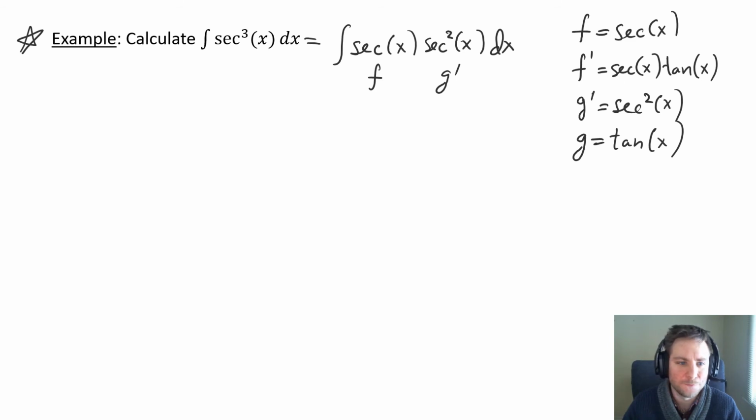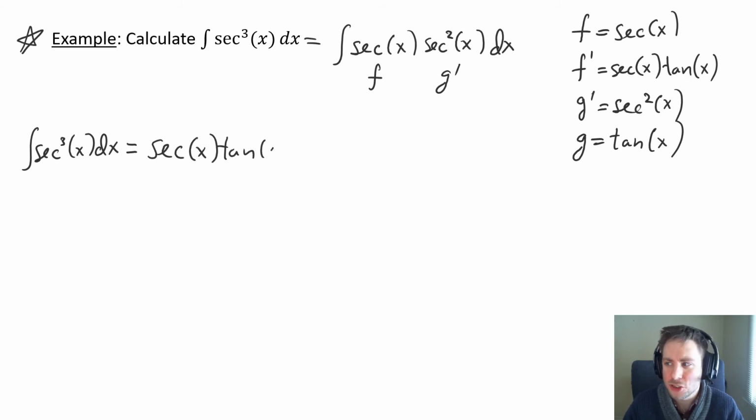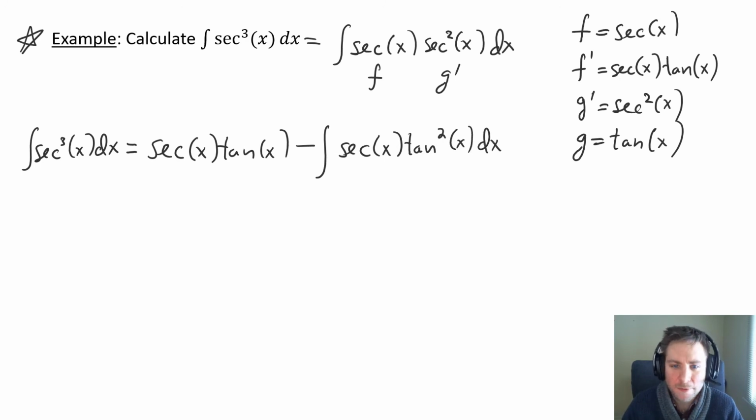Now we use the parts formula to see that our integral is equal to f times g, as always, minus the integral of f prime g. Pause here and make sure you agree with what I just wrote.